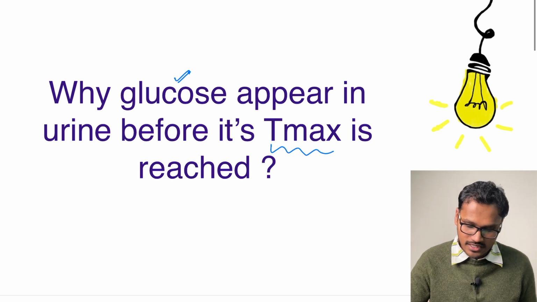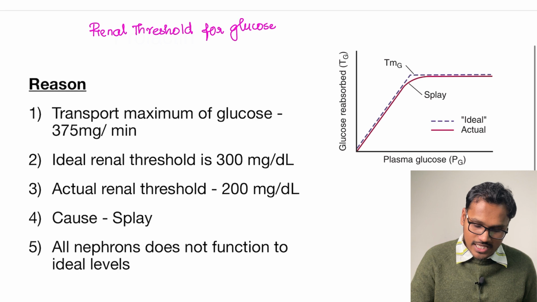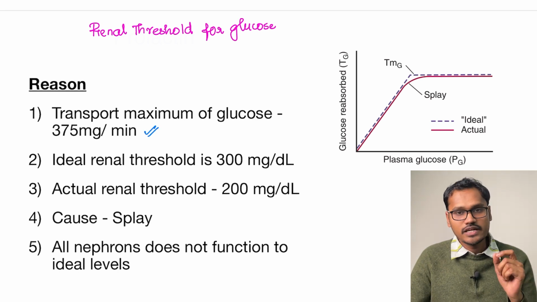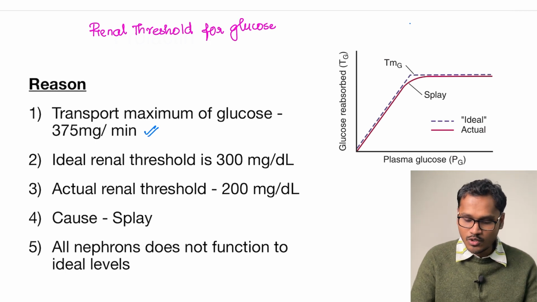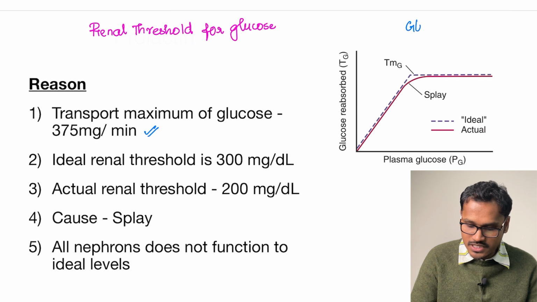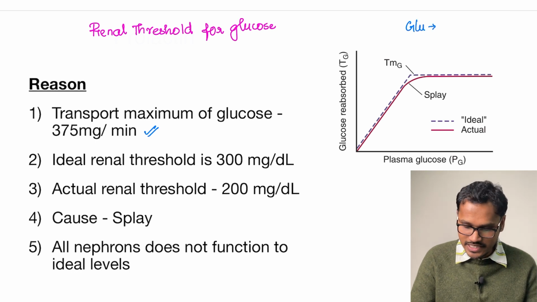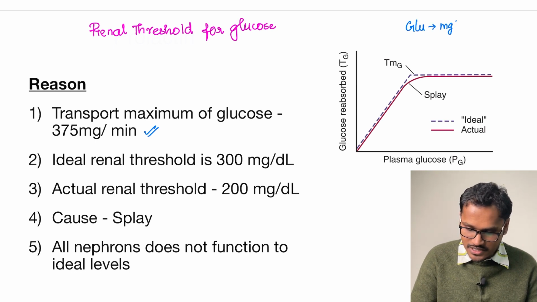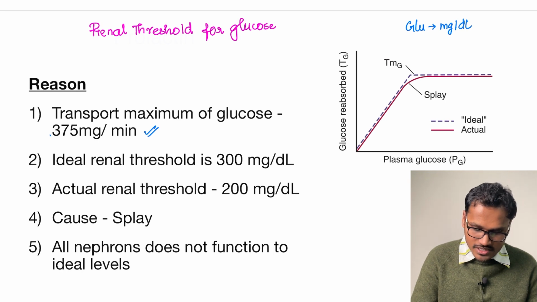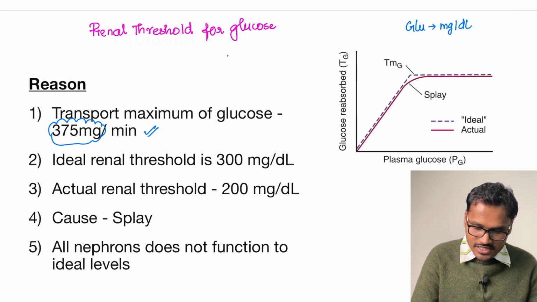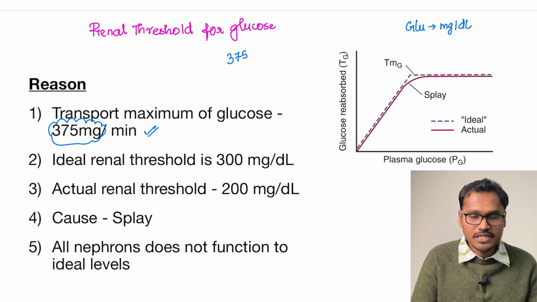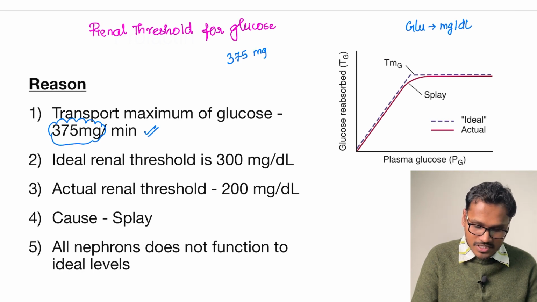Let's try to understand. First, let's see what the transport maximum of glucose is. A nephron can maximally reabsorb 375 milligram per minute. But in our body, glucose levels are measured not in milligram per minute but in milligram per deciliter. So first we have to understand how this 375 milligram will be converted into deciliter form. 375 milligram per minute is the value for the maximum threshold.